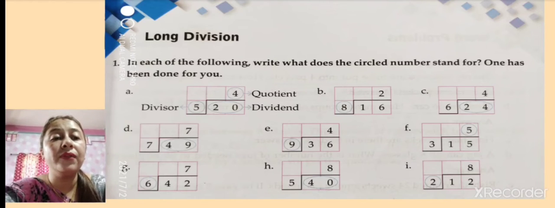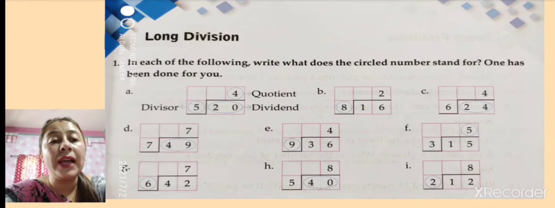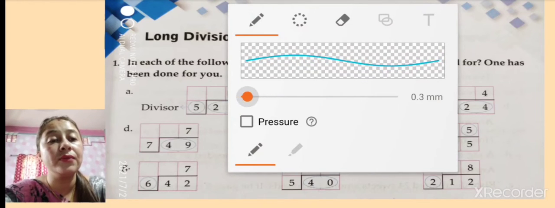Let us do the sums for today, that is long division. In each of the following, write what the circled number stands for. A has been done for you. You can see divisor, dividend and quotient are given here. They haven't talked about remainder. We have to find out whether the circled number is a divisor, a dividend or a quotient. So let us do today's work.